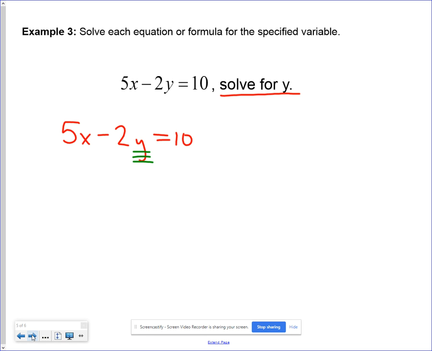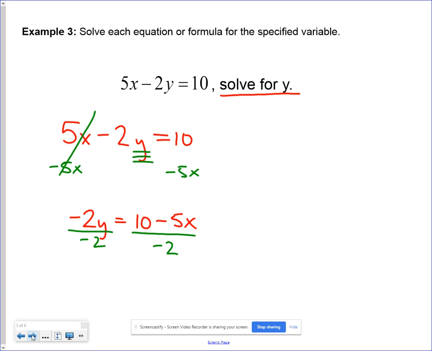So what's going to be our first step here? Well, we're going to get rid of the 5x. So we're going to have to subtract 5x from both sides. So we end up with negative 2y is equal to 10 minus 5x. Then I'm going to have to divide both sides by negative 2. The negative 2 divided by negative 2 is y.